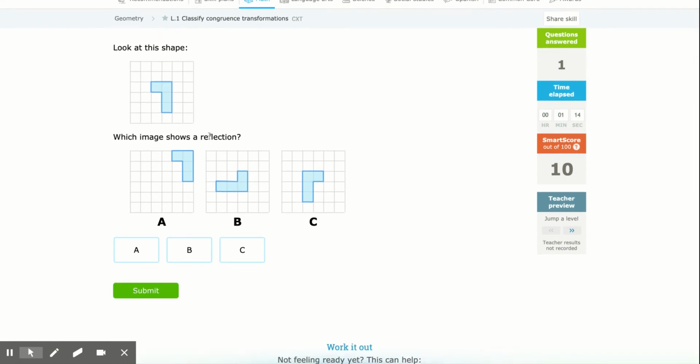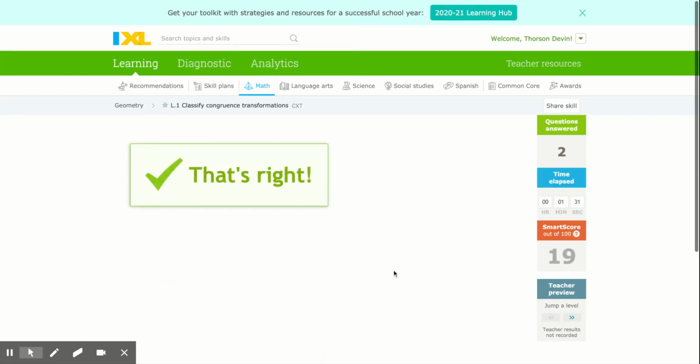Now a reflection is kind of a mirror image of it. So a reflection isn't going to look the same, and it's not going to be on its side. That's a rotation. A reflection is going to be a mirror image of itself. So this C would be a reflection.